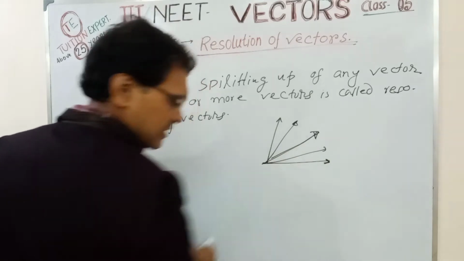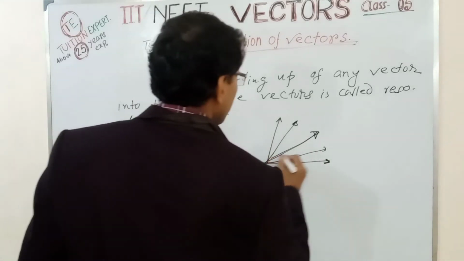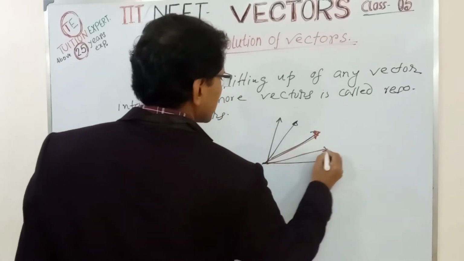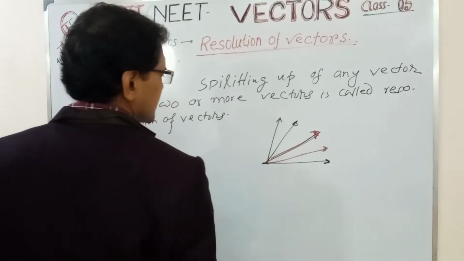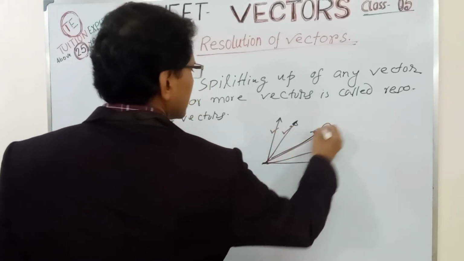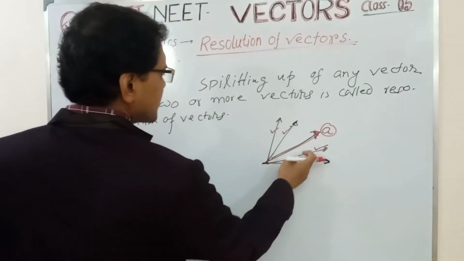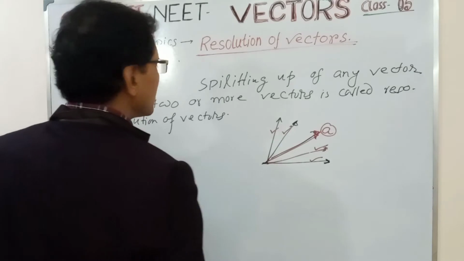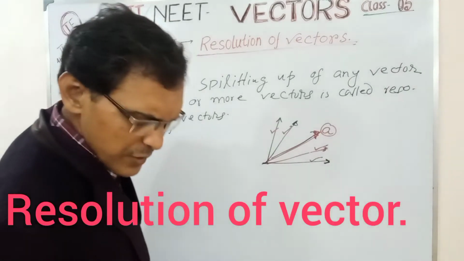Suppose this is the main vector. We can split it along two components, any two components. This is the main vector, and these are the components or split vectors. The split vectors are called components of the vector.